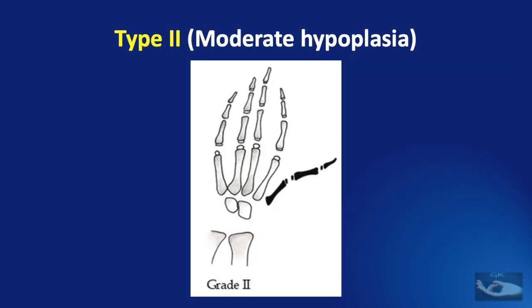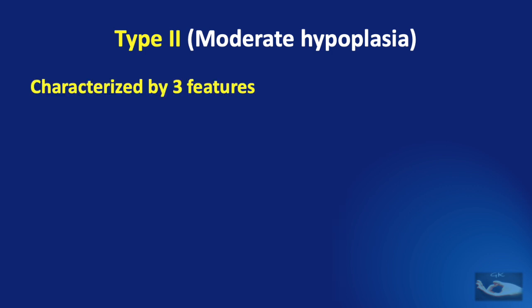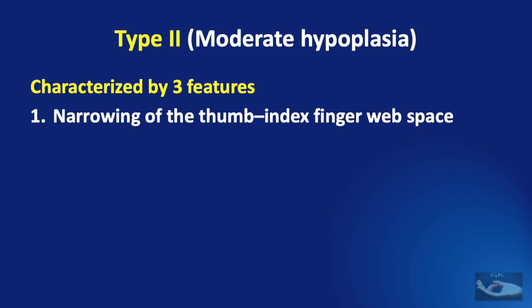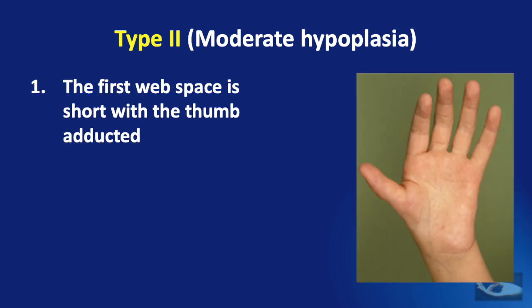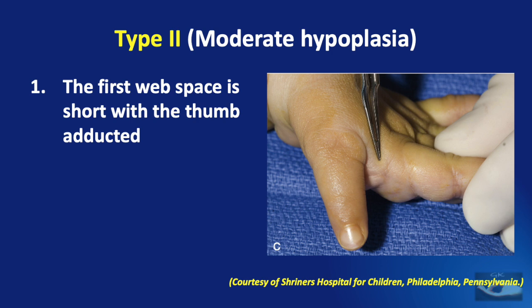Type 2 is referred to as moderate hypoplasia. It is characterized by 3 important features: narrowing of the thumb index finger web space, absence of thenar muscles, and instability of the thumb metacarpophalangeal joint but with a normal articulation. The thumb index finger, or the first web space, is narrowed and the intervening skin is taut. You can make out the narrowed thumb web space in these pictures.